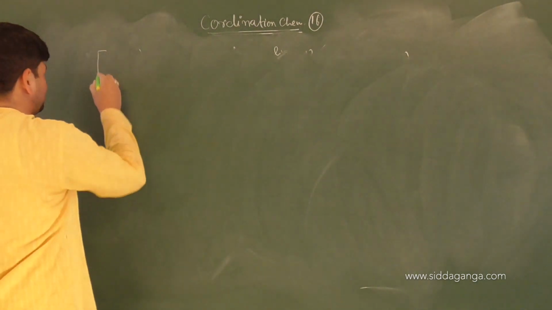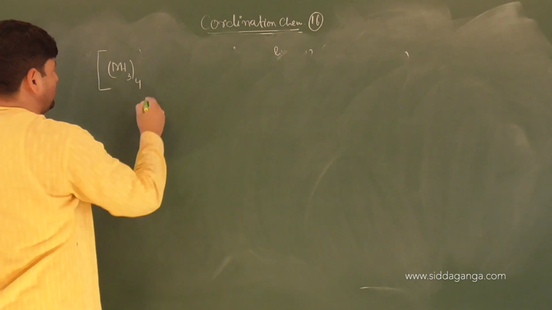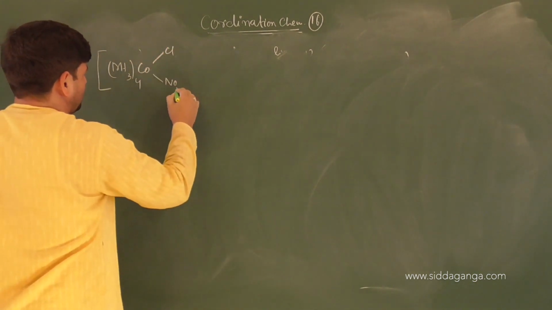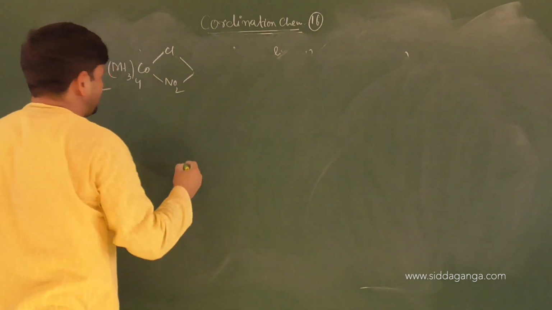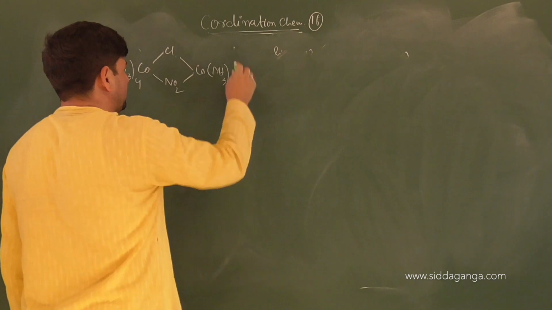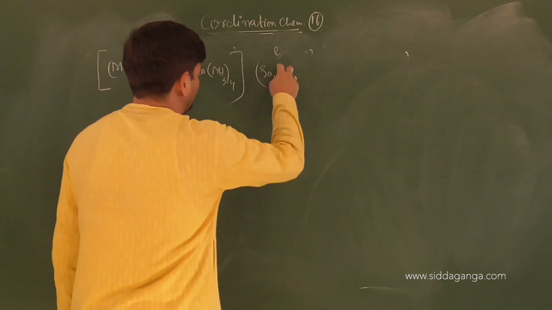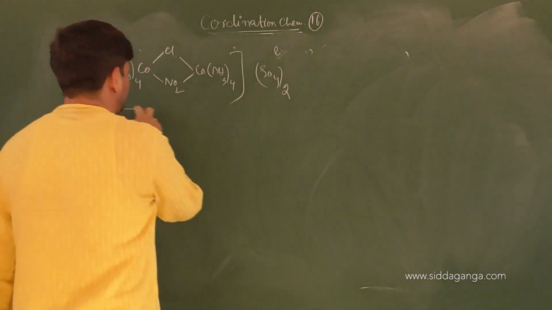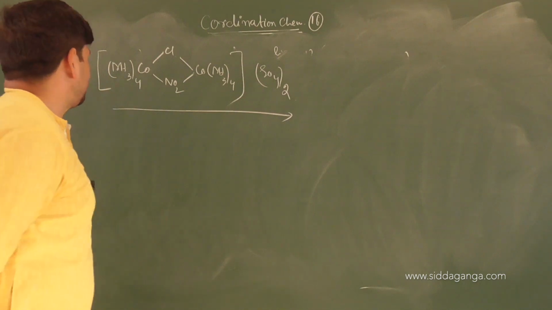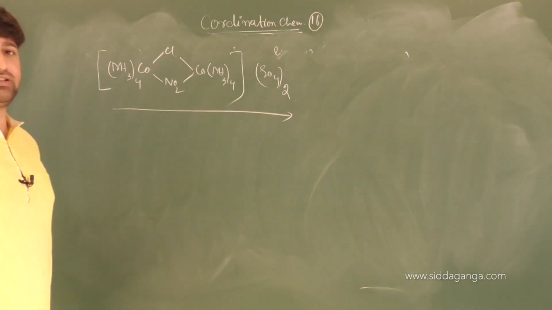Say we have a complex: NH3 4 times, Co, Cl, NO2, polynuclear. We know these can act as bridging ligands. Then again Co, NH3 4 times, bracket closes, SO4 twice. Name this complex. You have 30 seconds. Name the complex. This is a bridging ligand system.